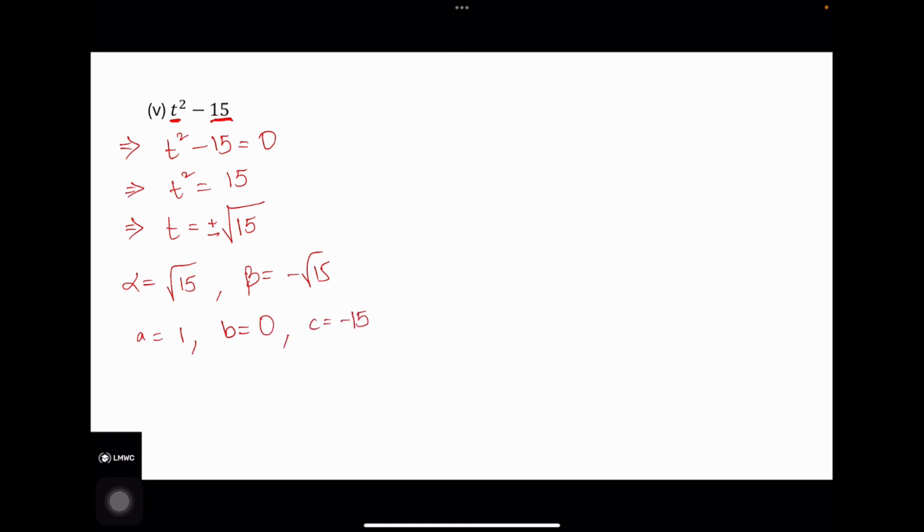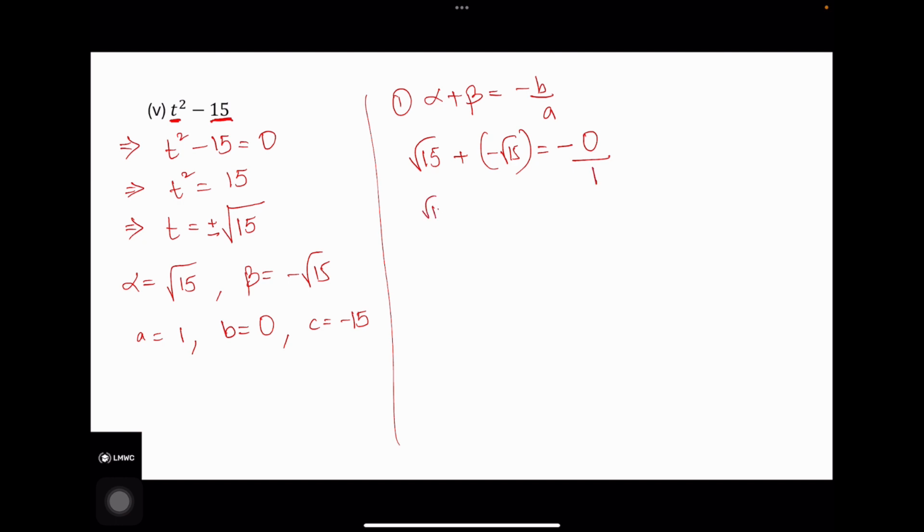term, negative 15. So the first verification, sum of zeros equals to minus B by A. So alpha is equals to root 15 plus beta equals to minus root 15, which is equals to minus b value is 0 and a is equals to 1. So root 15 plus minus root 15, negative 0 by 1 is 0 itself. So plus root 15 and minus root 15, it will be 0 equals to 0.